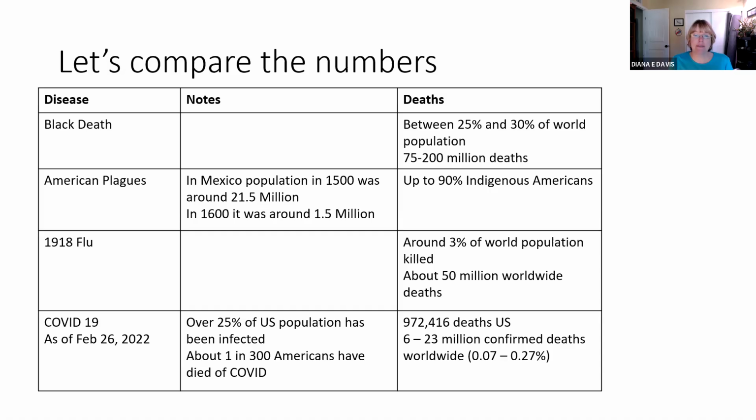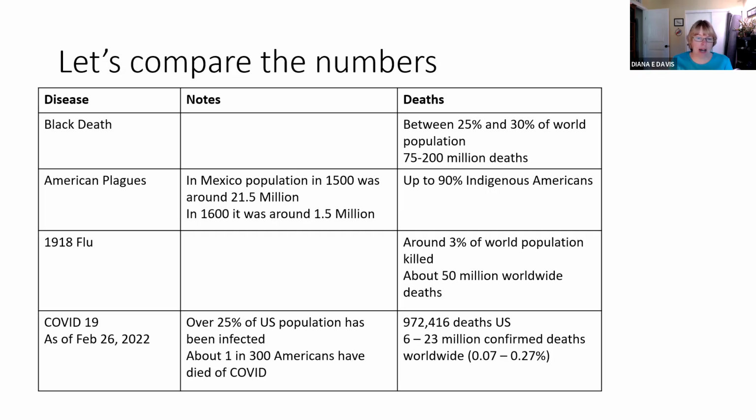In Mexico in 1500, the population was around 21.5 million. 100 years later, it was 1.5 million. Columbus landed on Hispaniola in 1492, to give you an idea of the time we're talking about here. The 1918 flu killed around 3% of the world population, 50 million worldwide deaths.